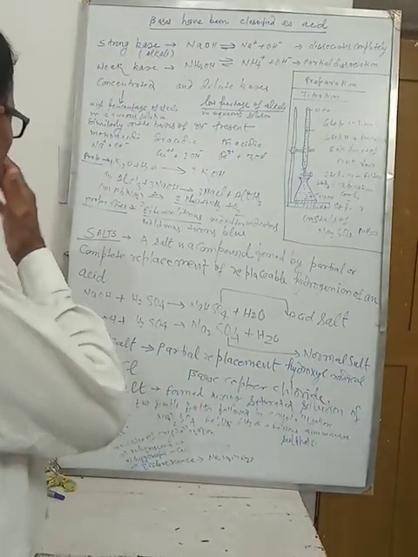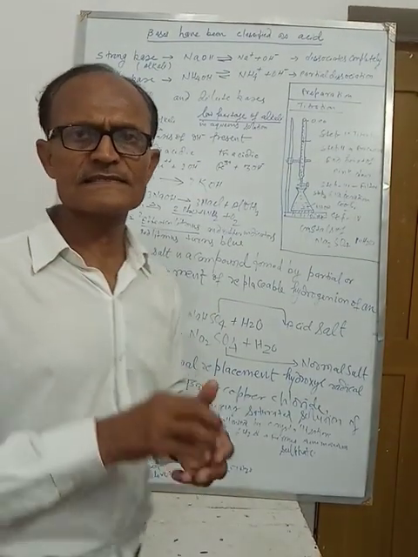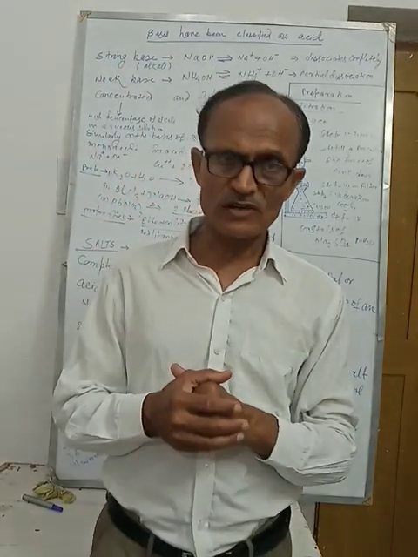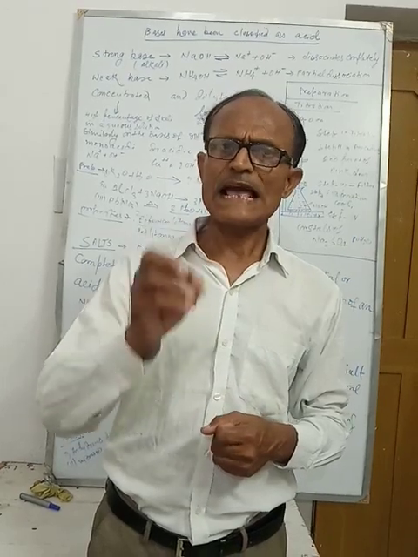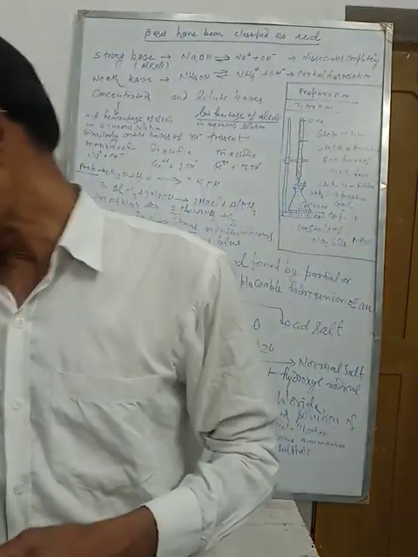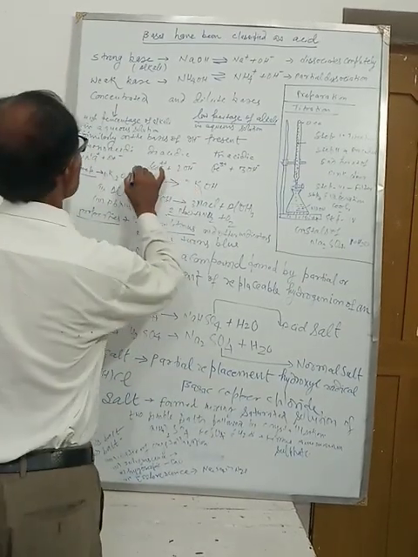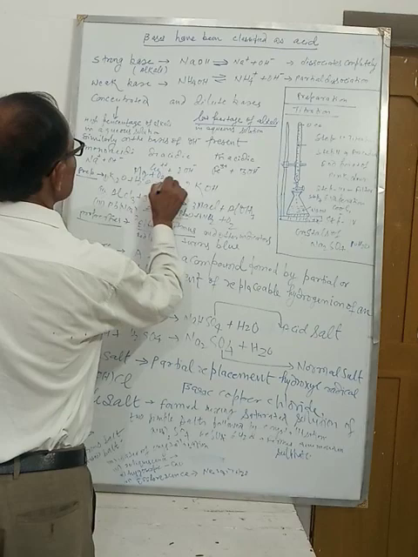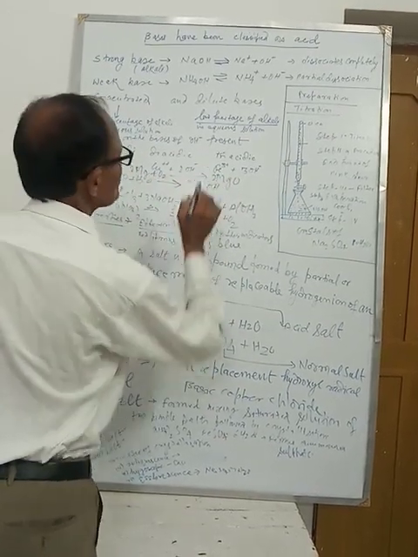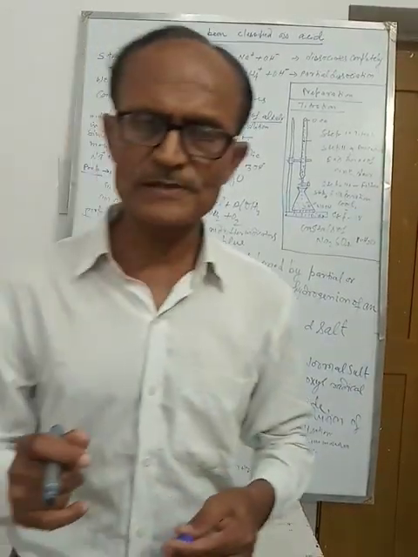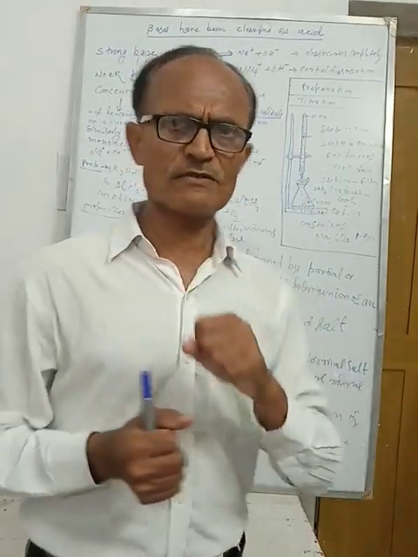Now, preparation. How do we prepare bases? When metals are allowed to combine with oxygen, they form metallic oxide. The metallic oxide, like Mg plus O2 gives MgO. This MgO is also a kind of base. So this is one way of preparation of base.